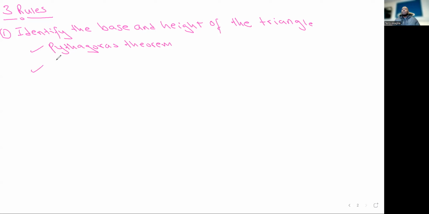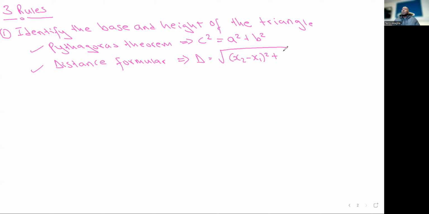Or you can also use the distance formula if the coordinates are known. The Pythagoras theorem is C squared is equal to A squared plus B squared, if you know two sides and you are looking for the third side. Or you can use the distance formula if you know the coordinates, which is the square root of x2 minus x1 all squared plus y2 minus y1 all squared, okay? Then when you're done with that, number 2, you substitute into the formula.